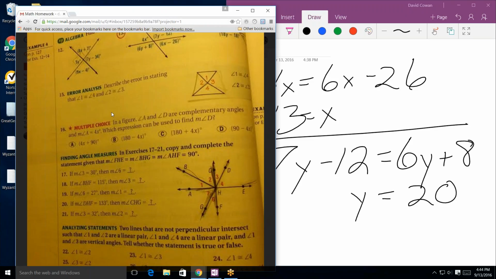Let's look at 15. Describe the error in stating that angle 1 is congruent to angle 4 and angle 2 is congruent to angle 3.